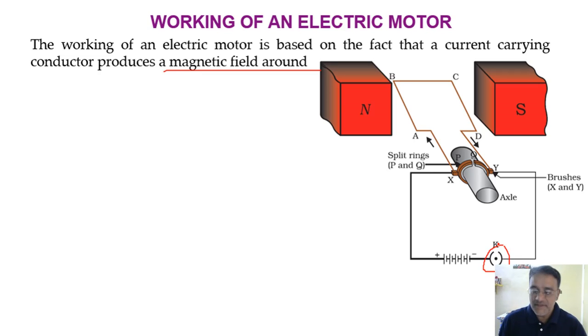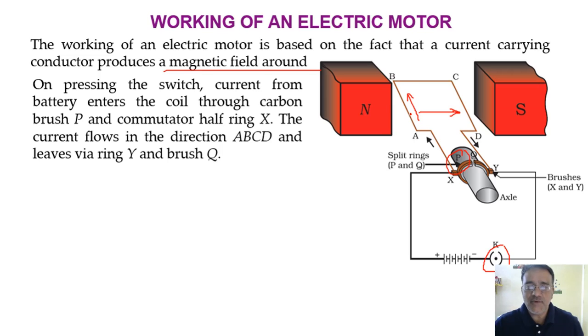So this is the structure, and when we press the key button, the switch button, then current from this battery will flow through this coil through carbon brush P, and it will flow in this direction. The magnetic field direction will be from north to south, and the current direction will be this way. So on pressing the switch, current from the battery enters the coil through carbon brush P and commutator half ring X. The current flows in the direction of A, B, C, D and leaves via ring Y and brush Q.